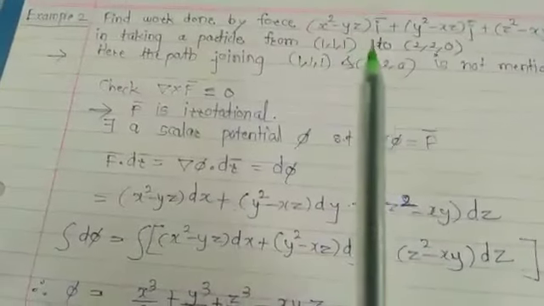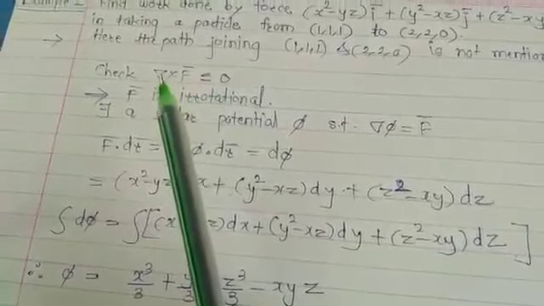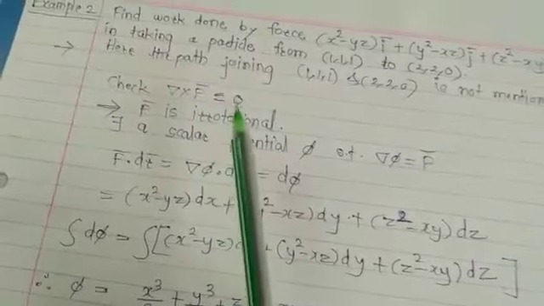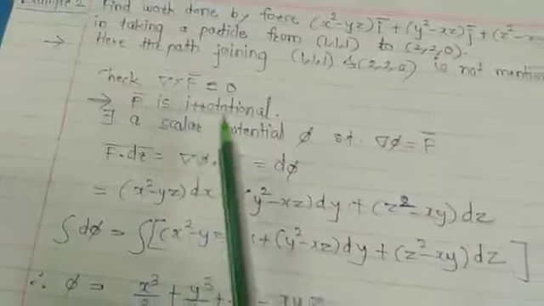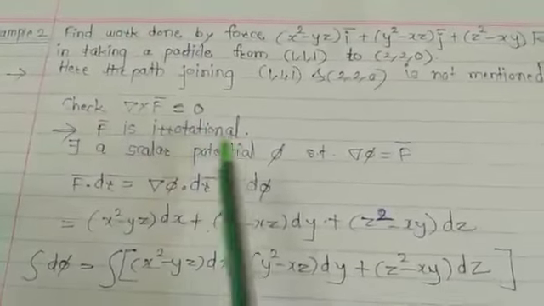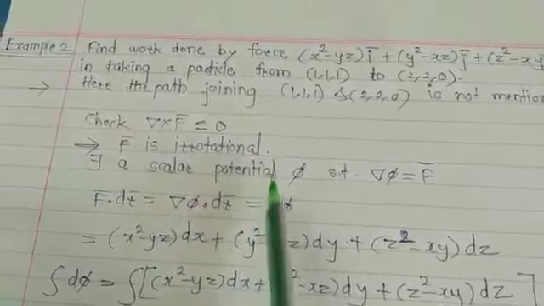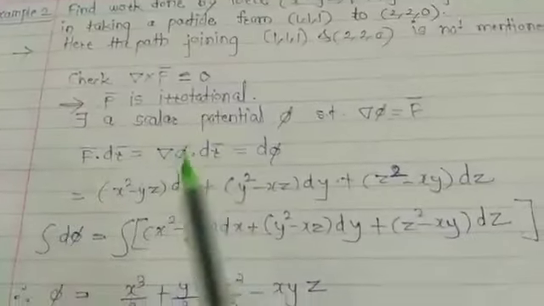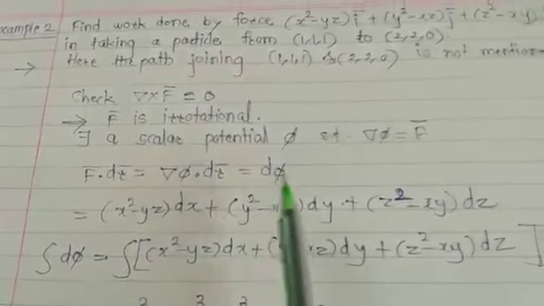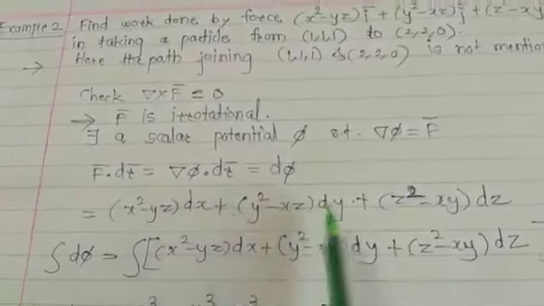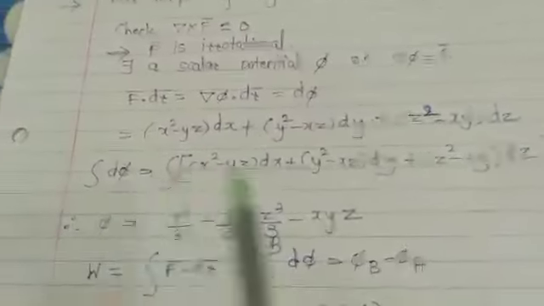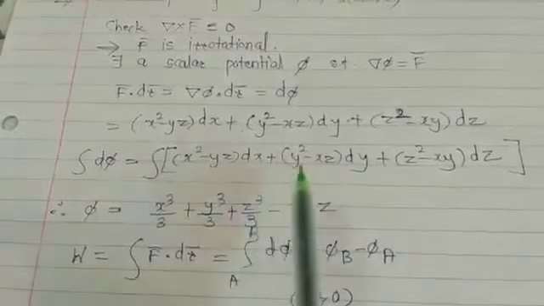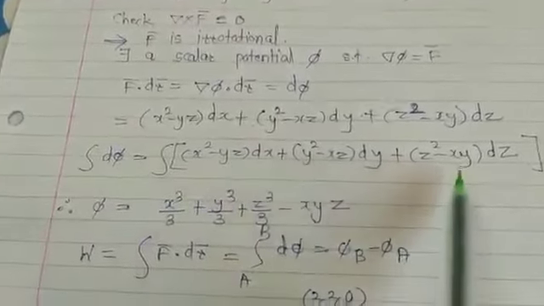Now if we check for this particular example, then we will definitely get del cross f bar is 0. That is, curl f bar in this case is 0. So the conclusion is f bar is irrotational. And if f bar is irrotational, we know that there exists a scalar potential phi such that del phi is f bar. Now, f bar dot dr bar will be d phi then. So f1 dx plus f2 dy plus f3 dz. Now if we integrate both sides, then integration d phi will be the integration of this side completely, f1 dx plus f2 dy plus f3 dz.